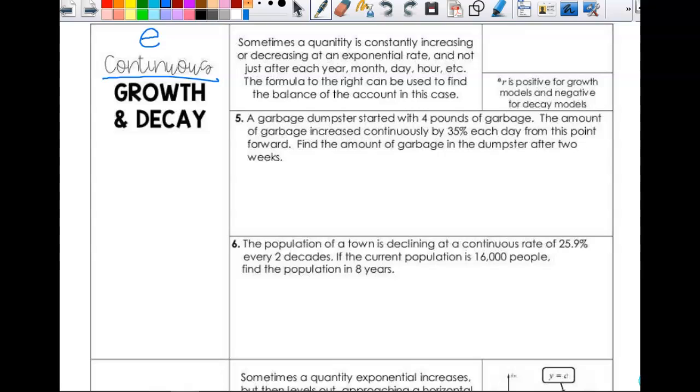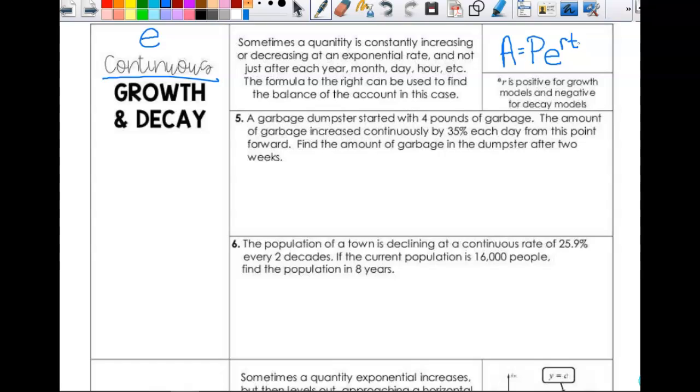So sometimes the quantity is consistently increasing or decreasing at an exponential rate and not just after each year, month, day, hour, etc. The formula to the right, okay, so this is called your Pert formula. A equals capital P for principal. It's the same thing as A was on the other one. It's your initial amount. Times E to the RT power. And even though we need to know that E is about 2.7, that's not anything we're ever going to type in. We would use the E button when we do things, okay? So there's your Pert formula.